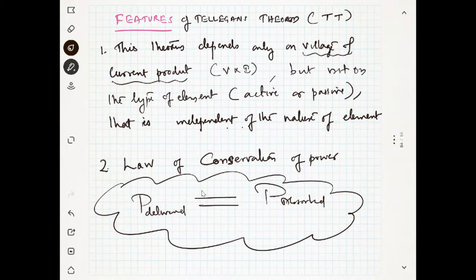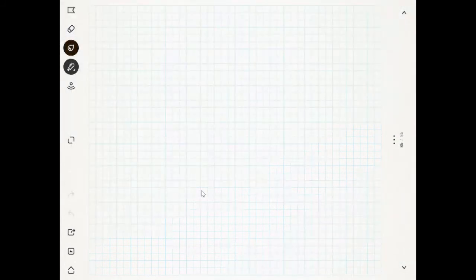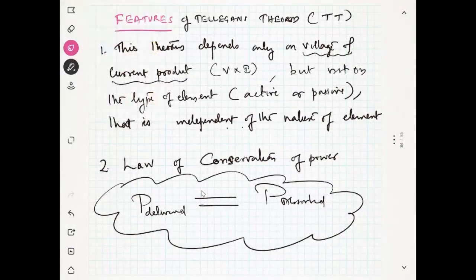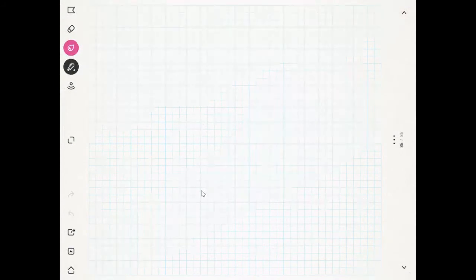So if a battery is delivering some 20 watts, then there will be other elements in the circuit which may absorb in total 20 watts. That's what the theorem is saying. Now it is very logical, but it is a very powerful theorem. You have to note that it can be applied for solving your transistor circuits, that is active circuits also. That is the very interesting fact. Now we will see another circuit.